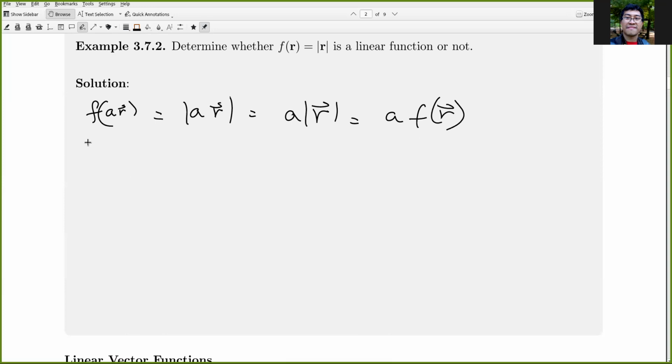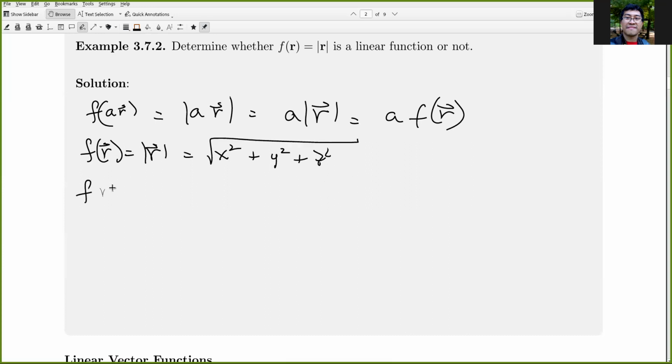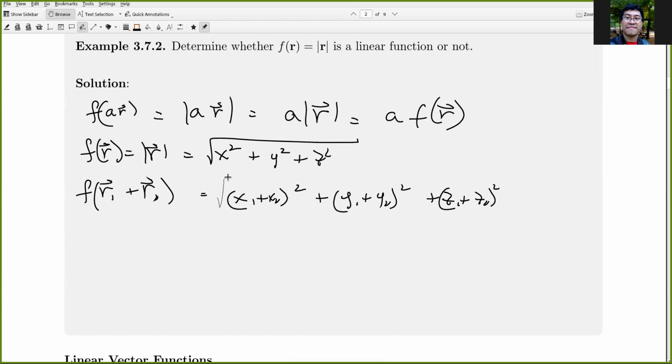First condition, let's check. f of r, which is the absolute value of r, is simply x squared plus y squared plus z squared, and then you take the square root. f of r1 plus r2 is then equal to, let's say, the square root of (x1 plus x2) squared plus (y1 plus y2) squared plus (z1 plus z2) squared.